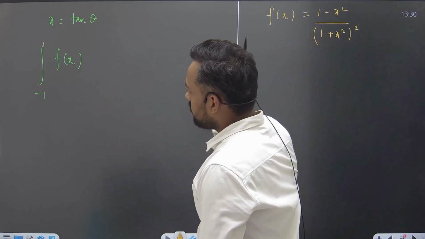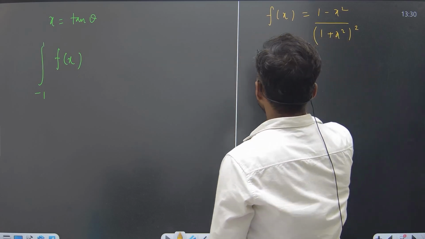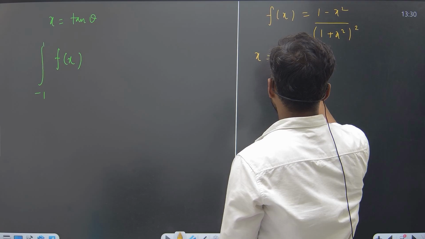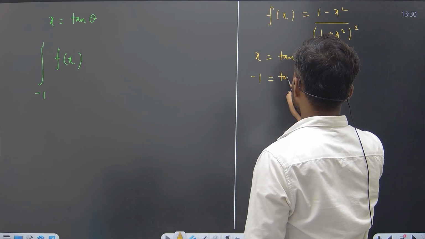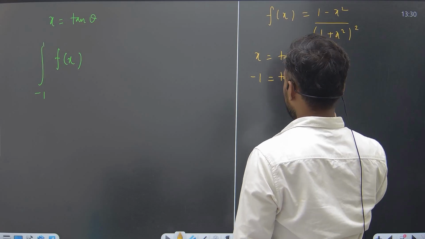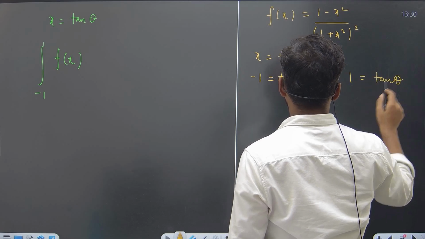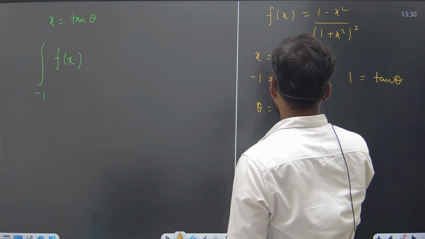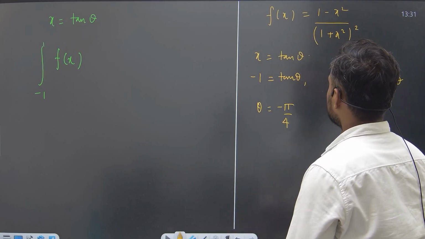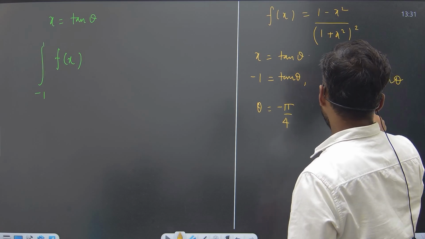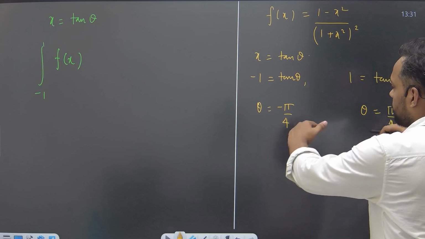The limit they are asking for is minus 1 to 1, and they have told us to substitute x equals tan theta. So if we plug in the lower limit, x will be minus 1, that is equal to tan theta for the lower limit. Similarly, plugging in the upper limit, that is 1, it will be equal to tan theta. So from here the value of theta will be negative pi by 4, and for the upper limit the value of theta will be pi by 4.